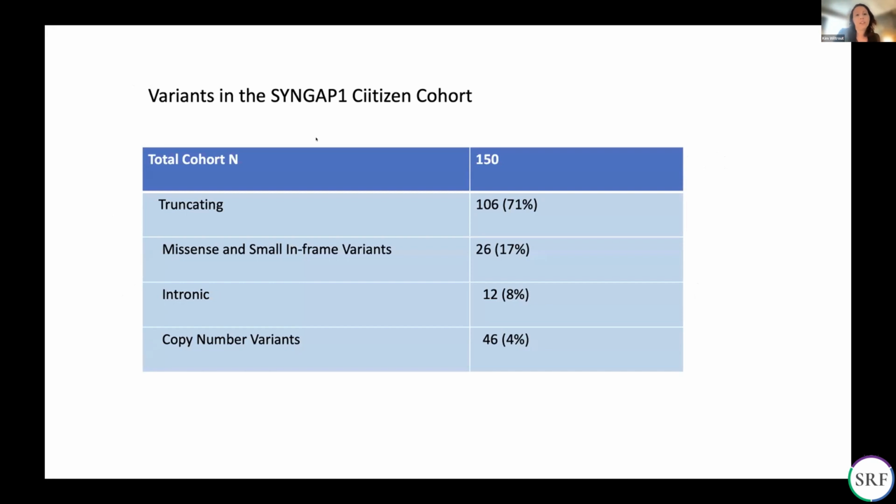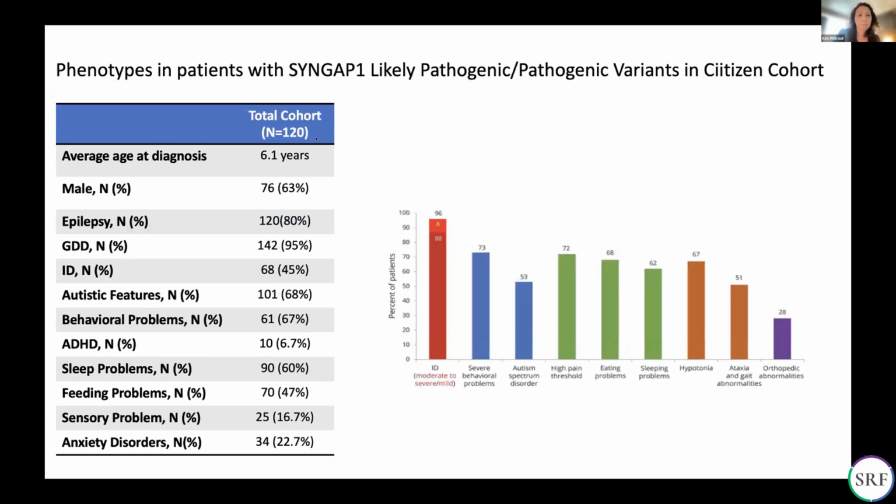In the CIITIZEN cohort, we collected data from 150 individuals. Similar to what has been described before, there were 71% truncating variants, 17% missense or small in frame, 8% intronic, and 4% copy number variants. So again, similar to what has been described in the literature before.